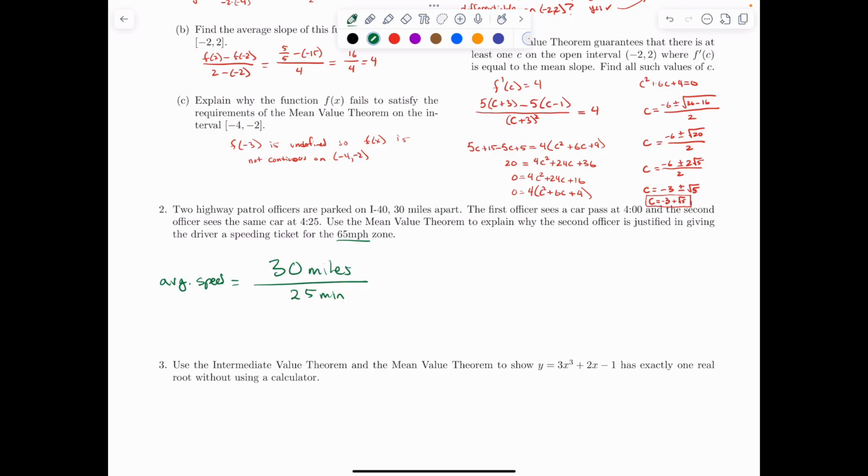And so 30 miles in 25 minutes, so we're going to multiply this by 60 minutes in 1 hour. And you end up with whatever this is. I'll have to do it on my calculator. So we have, let's see, 30 times 60 divided by 25, 72.